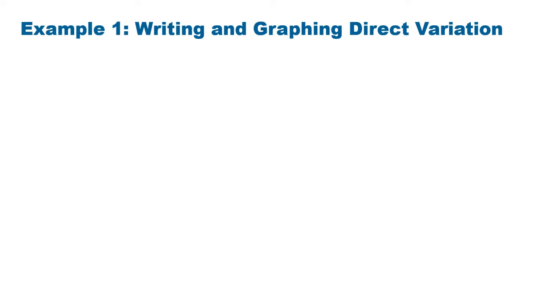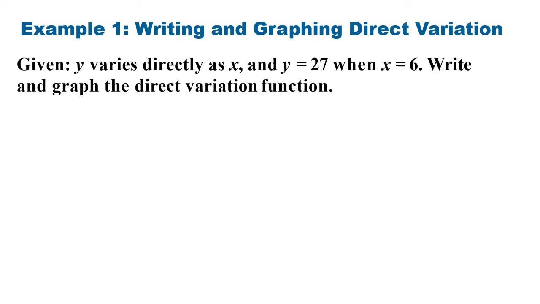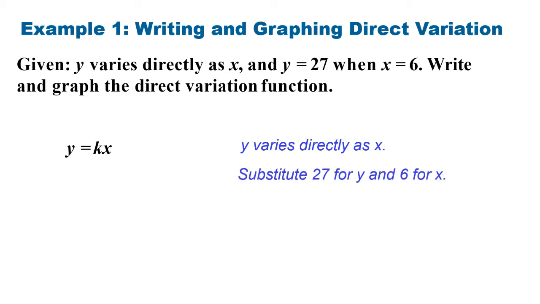Let us now proceed to example number 1, writing and graphing direct variation. Given y varies directly as x and y equals 27 when x equals 6, write and graph the direct variation function. First, we're going to translate the given statement into an equation. y equals kx, or we can read it as y varies directly as x, or y is directly proportional to x. Now, since the value of y equals 27 and the value of x is 6, we're going to substitute 27 for y and 6 for x in the equation.